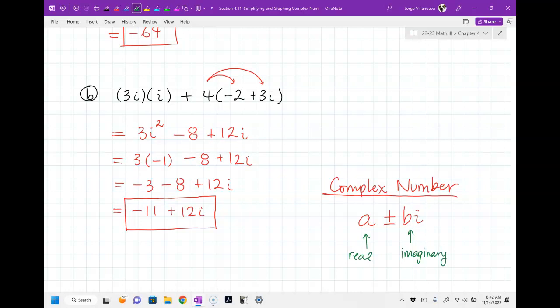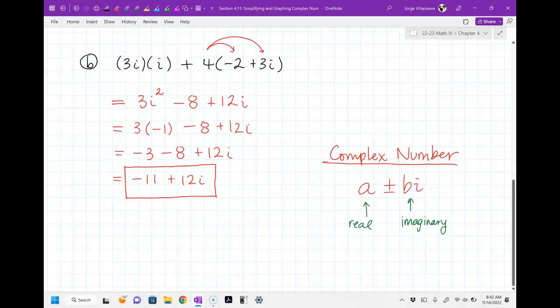Okay, so the A is called the real component, and the Bi is called the imaginary component. Now we're going to be able to graph that number, negative 11 plus 12i, and it might seem kind of weird, but it's actually pretty easy, so don't worry about it. Again, I'm doing problems from your homework, so if you're thinking, does the homework look like this? Yeah, it does.